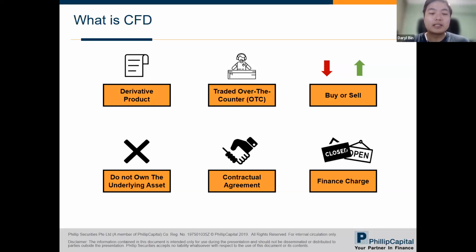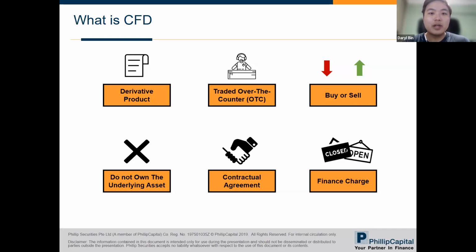Okay, so one advantage CFD has is that you'll be able to buy or sell, which means you can profit in both bullish and bearish situations. This depends on the type of strategy you want to use. When you buy one stock contract, you do not own the underlying asset, but what you're getting is actually a contract. CFD is a contractual agreement between an investor and a CFD broker to exchange the difference in value of a financial product between the time the contract opens and the time the contract closes.